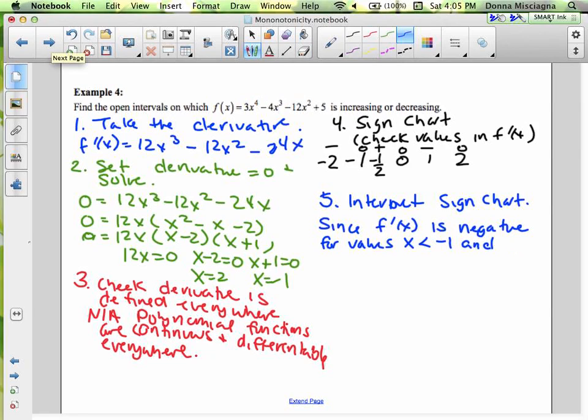And x in between, so I'm going to put that x in between. Okay, so right here for values less than -1, we're negative, and then also values that are in between these two. So for x values that are between 0 and 2. All right, so since our derivative is negative on those two intervals, f of x is decreasing.